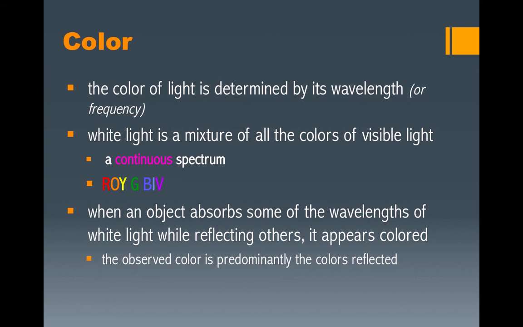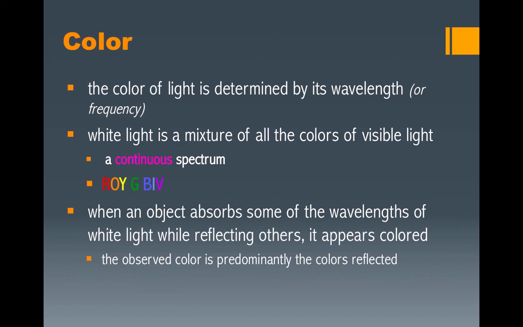So if we look at white light, this is light produced by lamps. A lot of sunlight is white light. We call that a continuous spectrum because it contains all the colors. Roy G. Biv tells you all the colors that exist: red, orange, yellow, green, blue, indigo, and violet. All the other colors are actually just a combination of those.